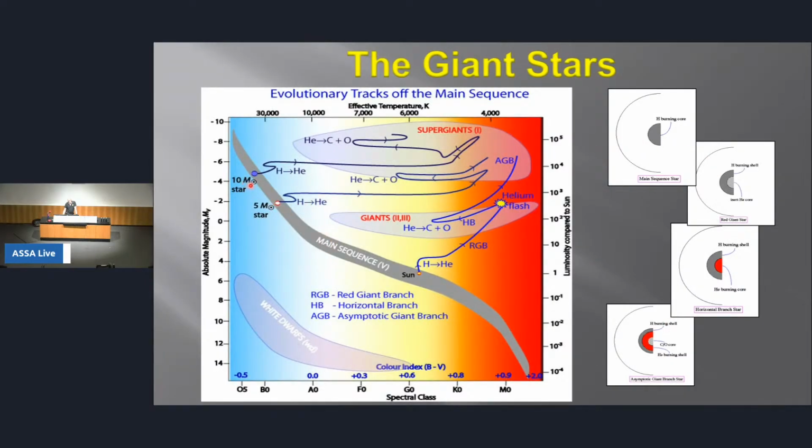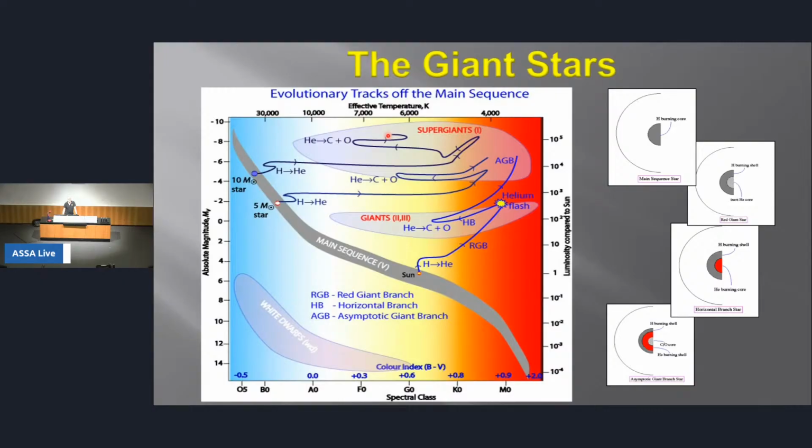But once we get up to a 10 solar mass star, it has enough mass to start fusing elements heavier than helium. So at a certain point, the carbon and oxygen core will start to fuse and create heavier elements like neon and magnesium. And it will slowly work its way through the periodic table all the way down to iron, or up to iron, I guess. When it gets to iron, iron is the most stable element in the universe.